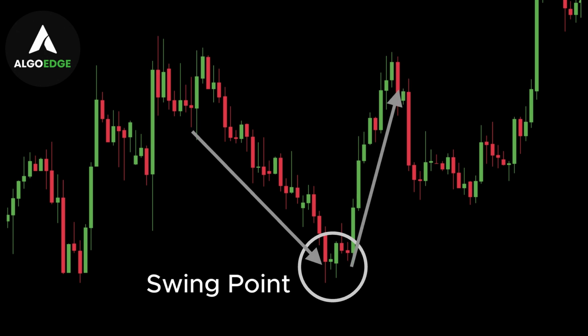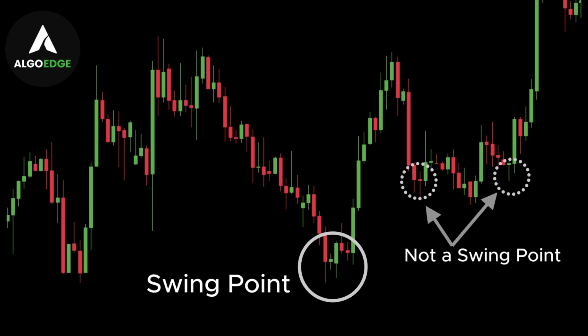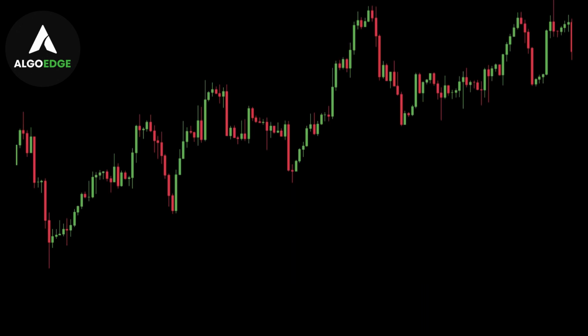When identifying swing points, focus only on the ones that are obvious and clearly visible. In other words, don't try to force swing points where they don't exist. Only use the points that genuinely stand out on the chart and can be recognized at a glance. Remember, if you have to spend several seconds debating whether something is a swing point, it's probably not a swing point worth using. Once you've found two clear swing points, drawing the trend line is easy. Just connect them with a straight line.